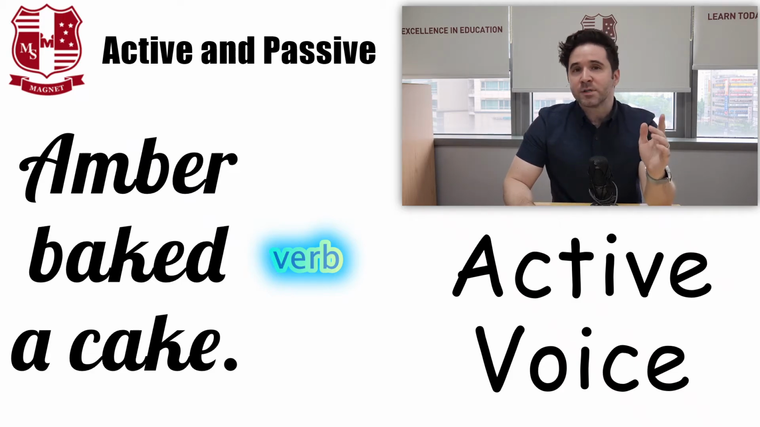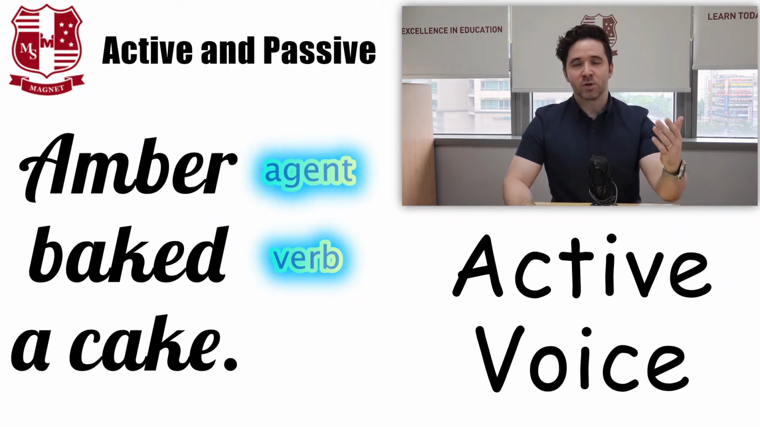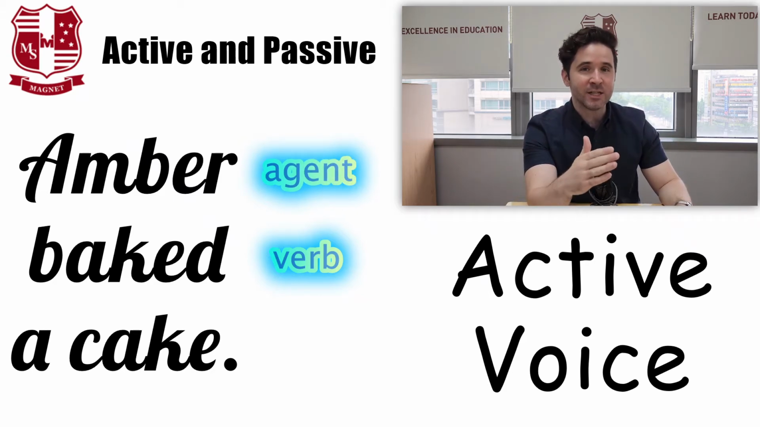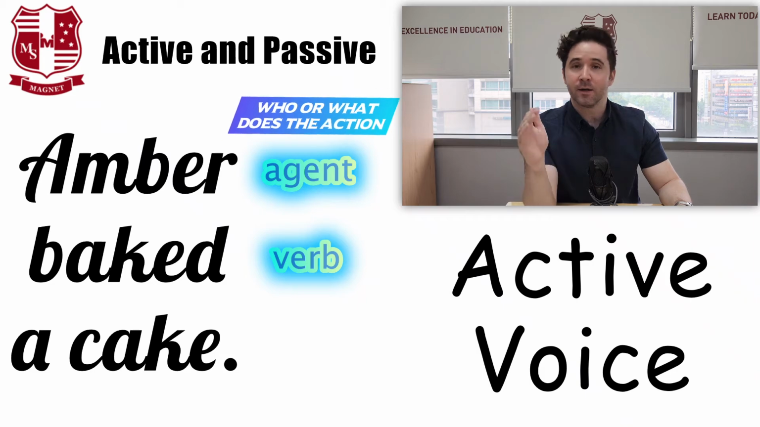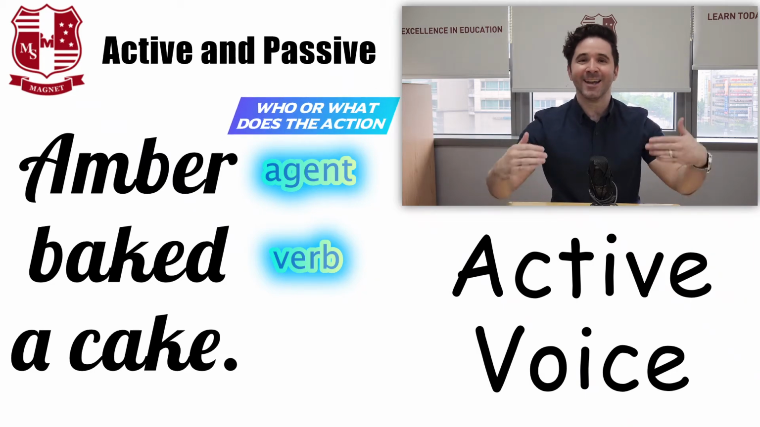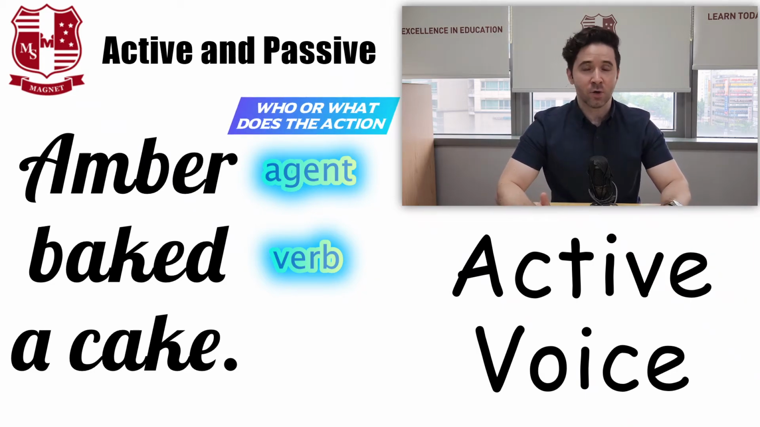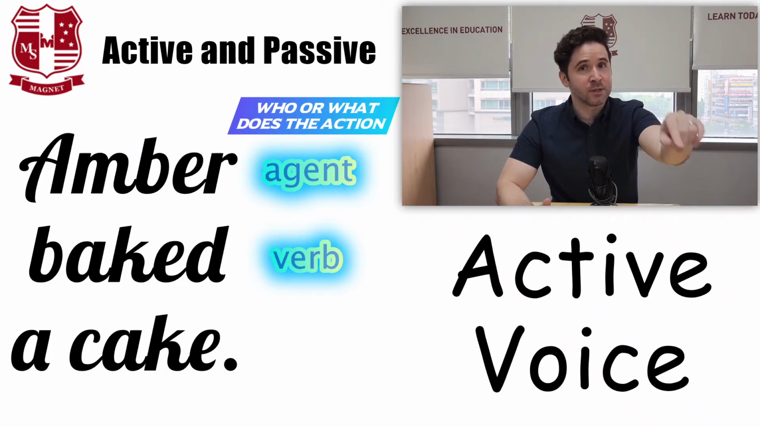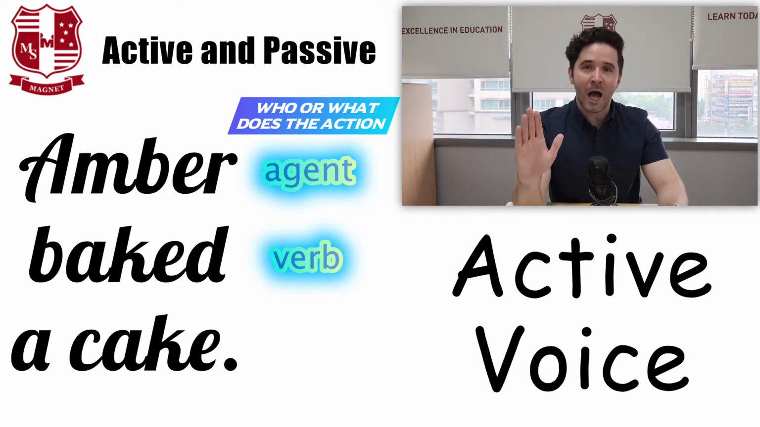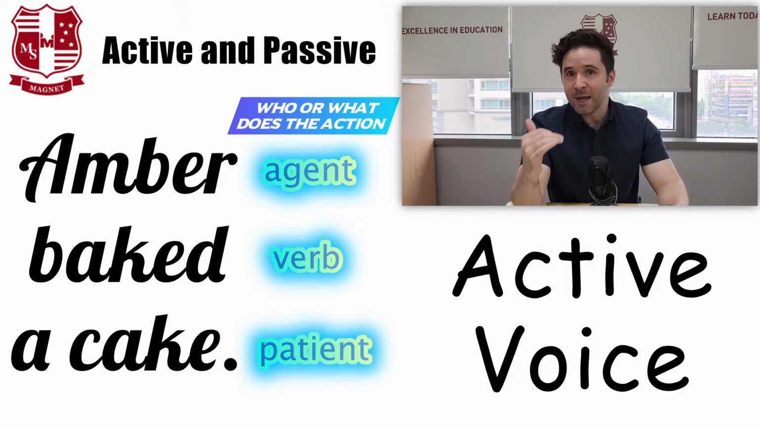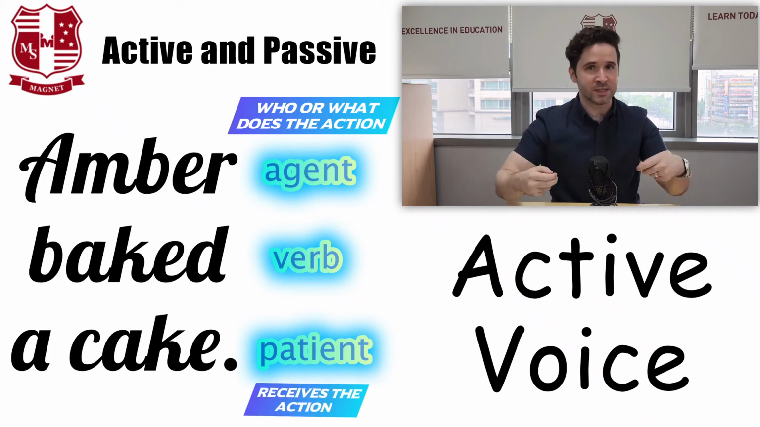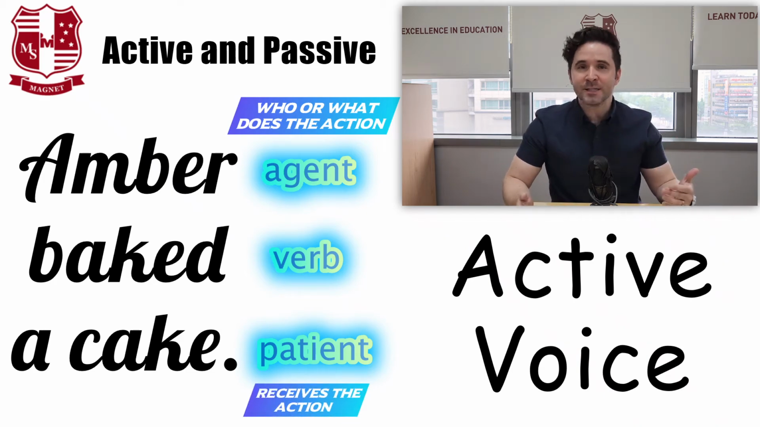But Amber is also the agent. So in grammar, the agent is the noun that does the verb, the noun that does that action. Okay? So Amber is the agent because Amber does the baking, and then the object receives this in this sentence. The cake is the object, but the cake is also the patient. The patient is the noun that receives the verb.